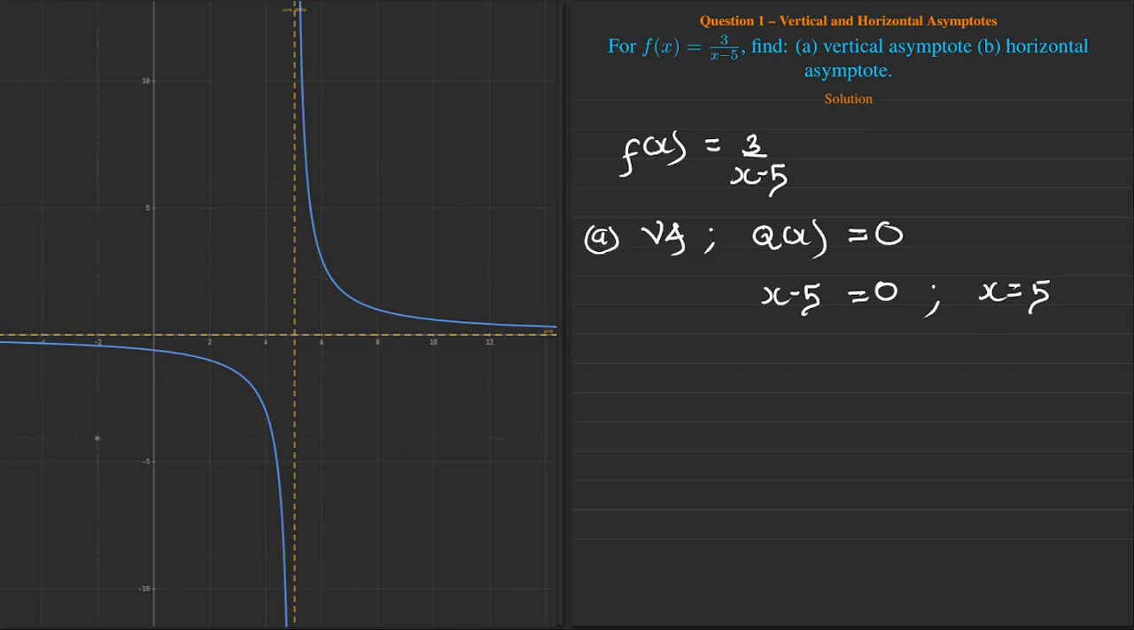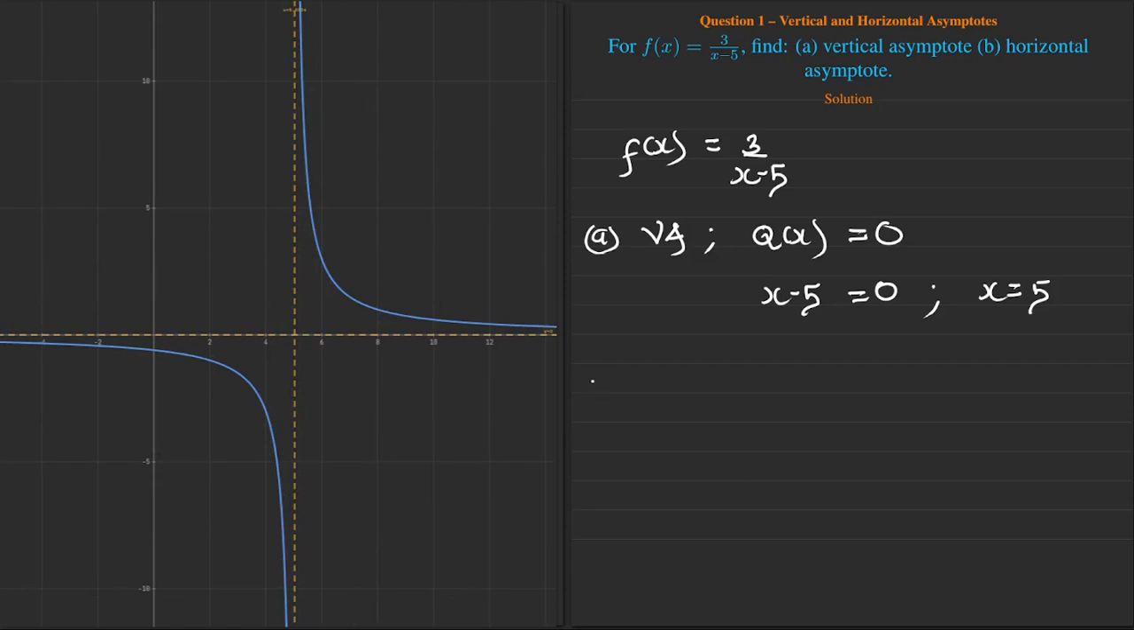The function we are working on is what I have represented over here. And if you look at it critically, this is the line x equals 5. So the function tries as much as possible to move close to it without touching it. Hence, it is our vertical asymptote.